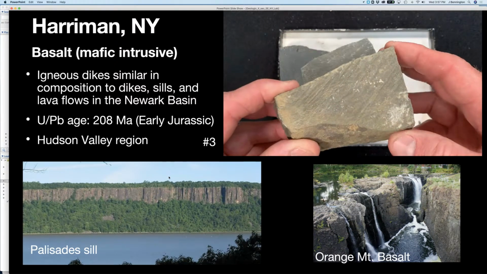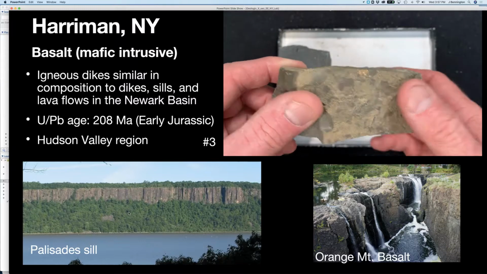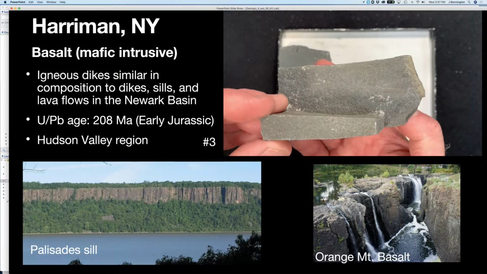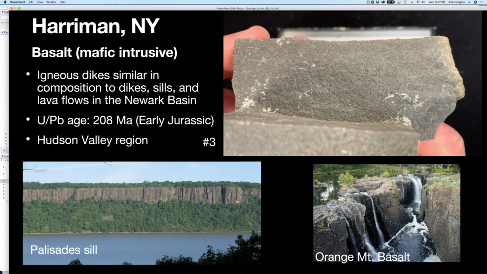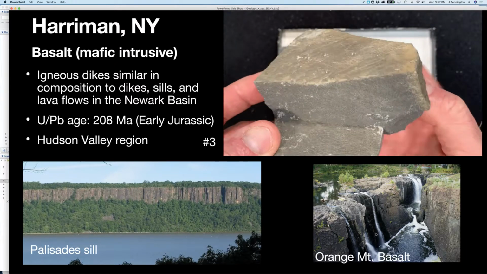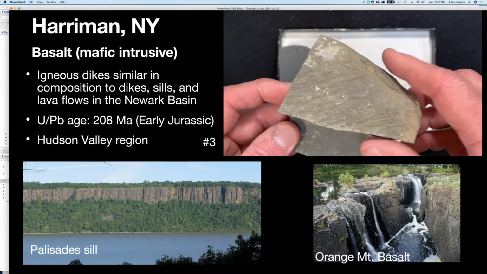So there's a view of the Palisades cliffs. The sheet of igneous rock is referred to as a sill. There's a photo of the Great Falls at Paterson where the falls fall down over the cliff formed by the Orange Mountain basalt.